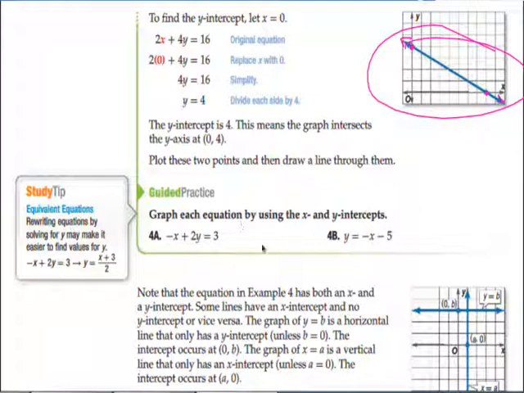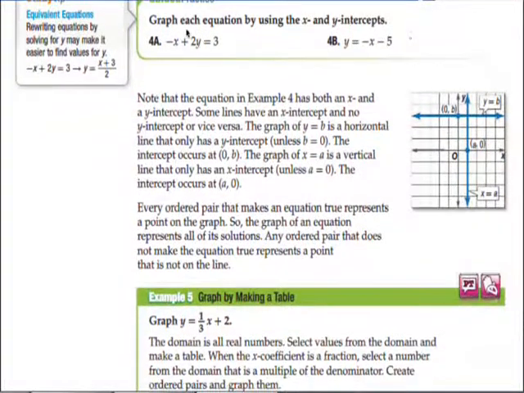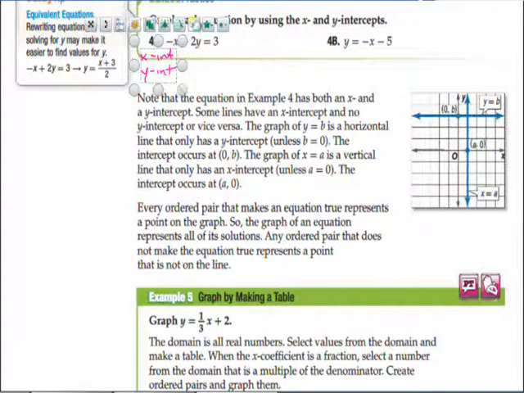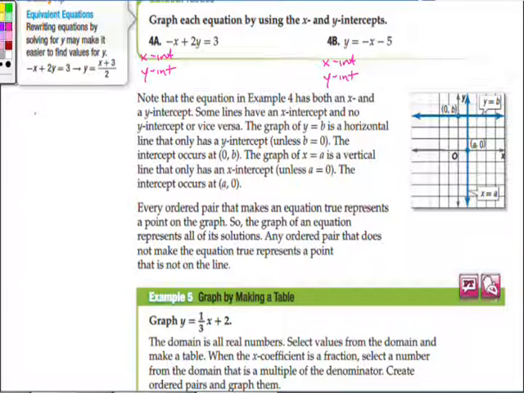All right, so you've unpaused. Let's take a look at this problem here, 4A. So let's find the x-intercept first, and then we'll find the y-intercept. We'll find one of them first and one of them second. Okay. So the x-intercept for this first equation, I'm going to make y 0. Okay. So then I get negative x equals 3, so x equals negative 3.